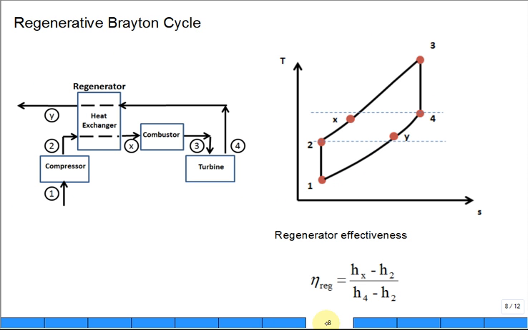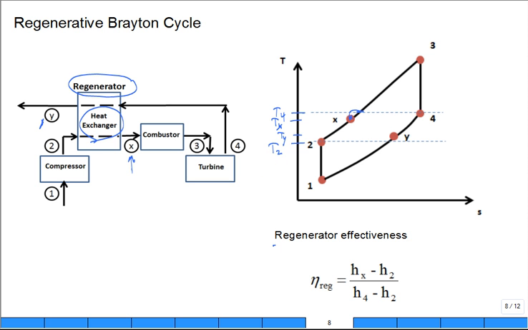So here it is. You just put that heat exchanger. They call it a regenerator. And you introduced state X and state Y. Notice that the temperature at X has to be a little bit below the temperature at 4, or it could be the maximum, it could be the temperature at 4. Likewise, the temperature at Y has to be a little above, or the lowest it can be is the temperature at 2.